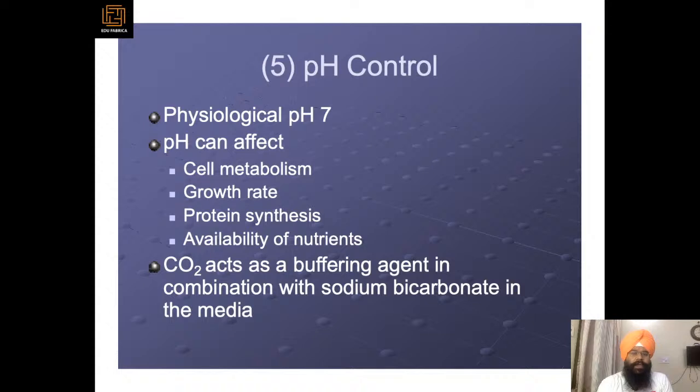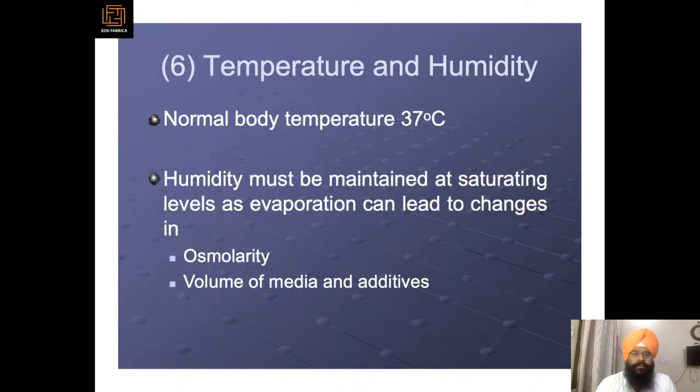pH has to be maintained around 7, because it could affect cell metabolism, growth rate, protein synthesis, and availability of nutrients, and carbon dioxide could act as a buffering agent in combination with sodium bicarbonate in the media. Temperature has to be maintained; normal body temperature is 37. Humidity should be maintained at a saturating level, as evaporation can lead to changes in osmolarity and volume of the media additives.